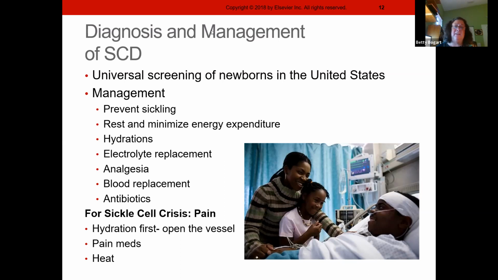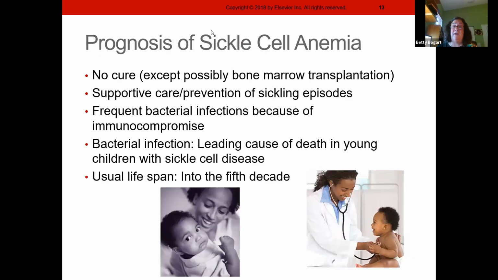Now, as I said, these children will be getting blood replacement and transfusions as they need them, depending on how low their hemoglobin and hematocrit goes. And then, of course, patient condition. What do they look like? Do they look like they need it? And then, as I said, antibiotics. Most of these crises are due to infection because they are so immunosuppressed.